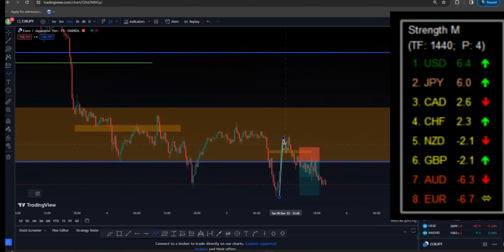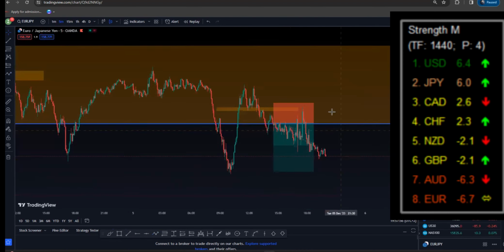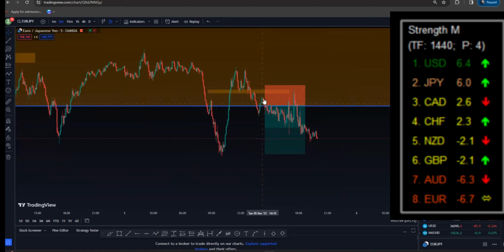From there it created a double top. So I wanted to see the market breaking the neckline of the double top and then come to retest, so that I can take a sell. The market did exactly what I was expecting. Here it came, retested, and then made a bearish engulfing candlestick here, which is my entry pattern.